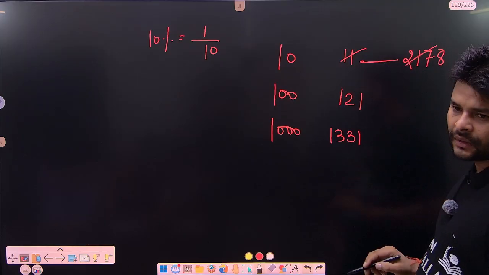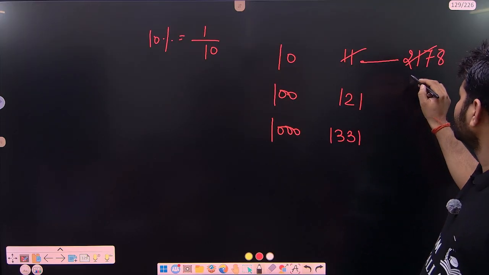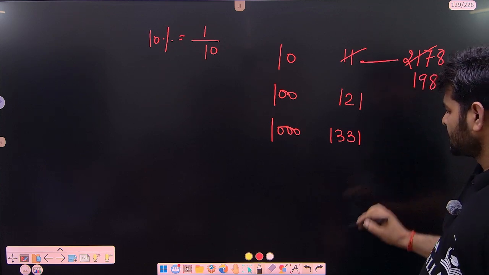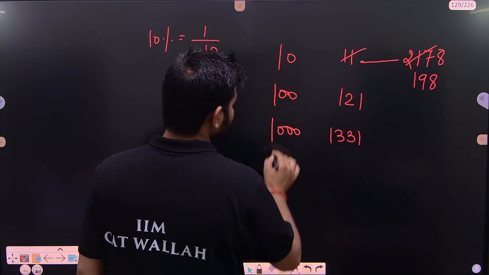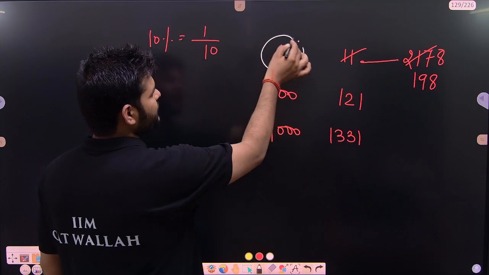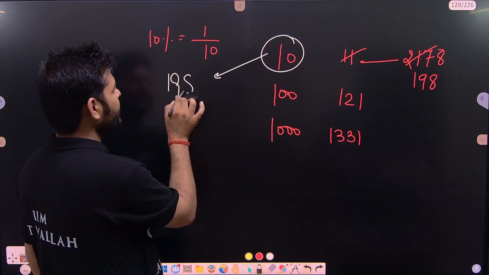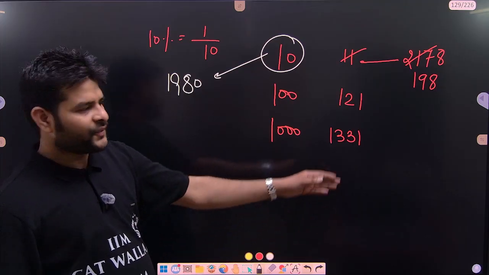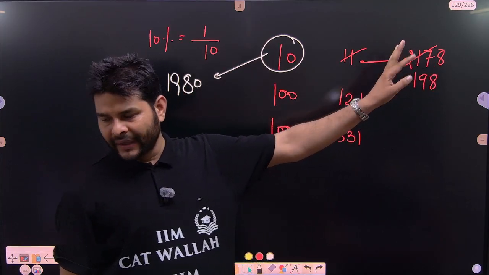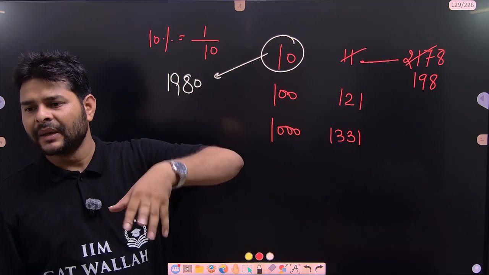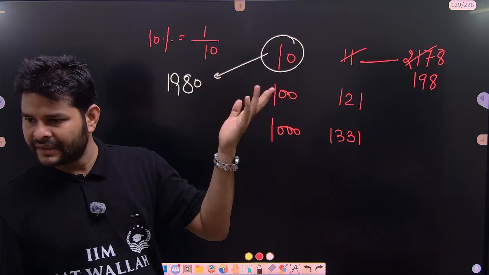That value would be 198. If 1 unit value is 198, the principal would be 1980. So if the customer paid 2178, in this 2178 the principal is 1980.